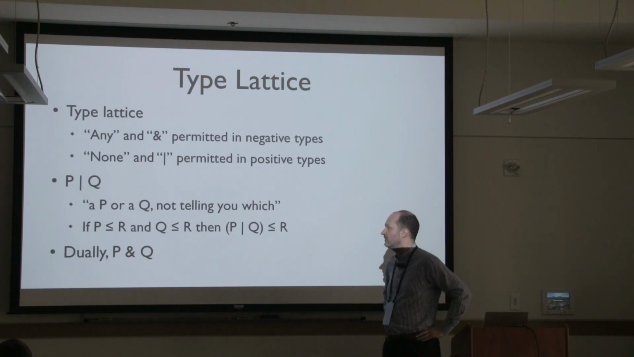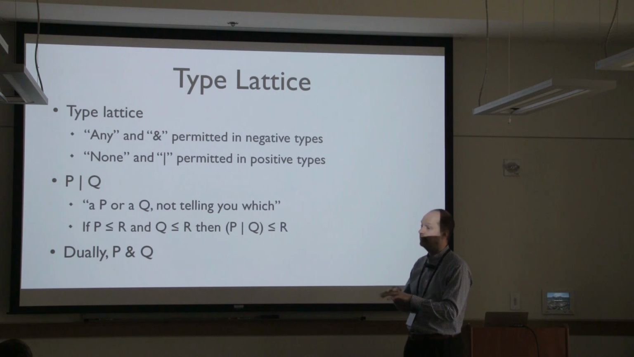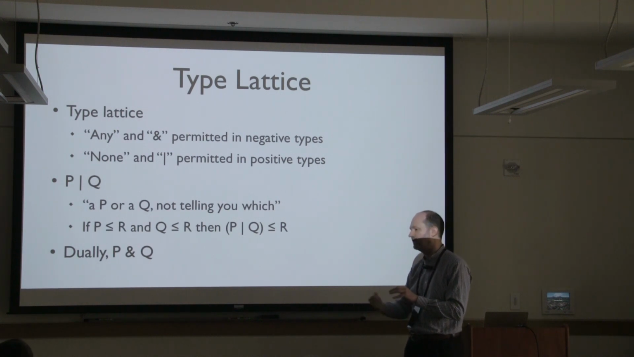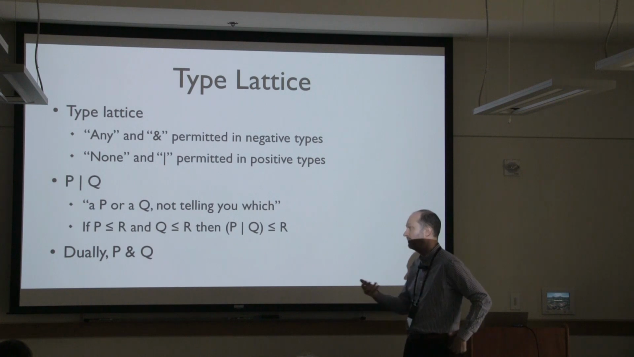Dually, P and Q means you're expecting something that must be a P and it must be a Q. So if you have a common subtype of P and Q, if R is a subtype of P and R is a subtype of Q, then whatever it is, it's a subtype of both P and Q.